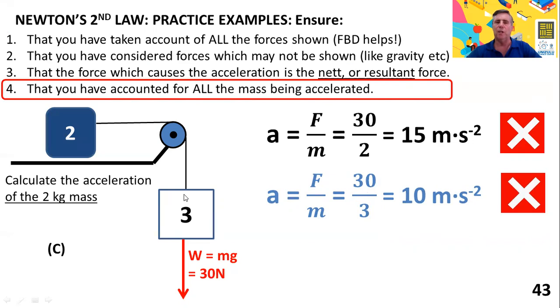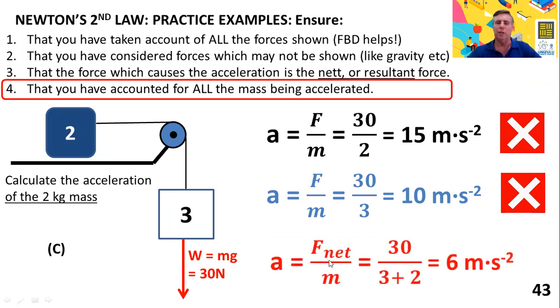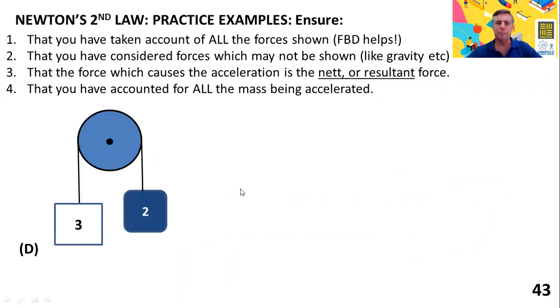Because these are tied together by the string, they form one system. And if the 3 kilogram is accelerating, so is the 2. So in fact, to calculate the acceleration, you have to take the net force of 30, divide by 3 plus 2, the mass of the whole system, which is 5 kilograms, and that gives you 6 meters per second squared. So that's the right answer here. It's tricky, but let's learn from it.